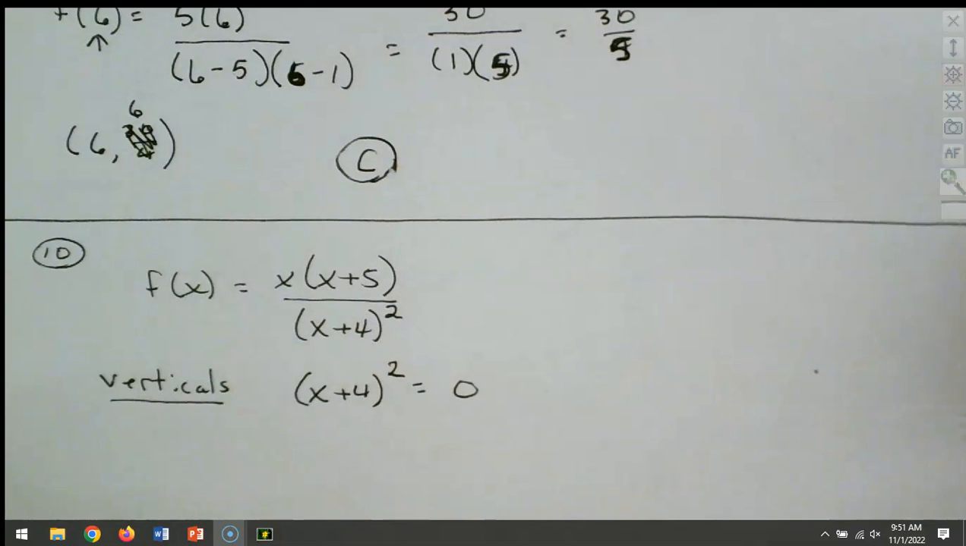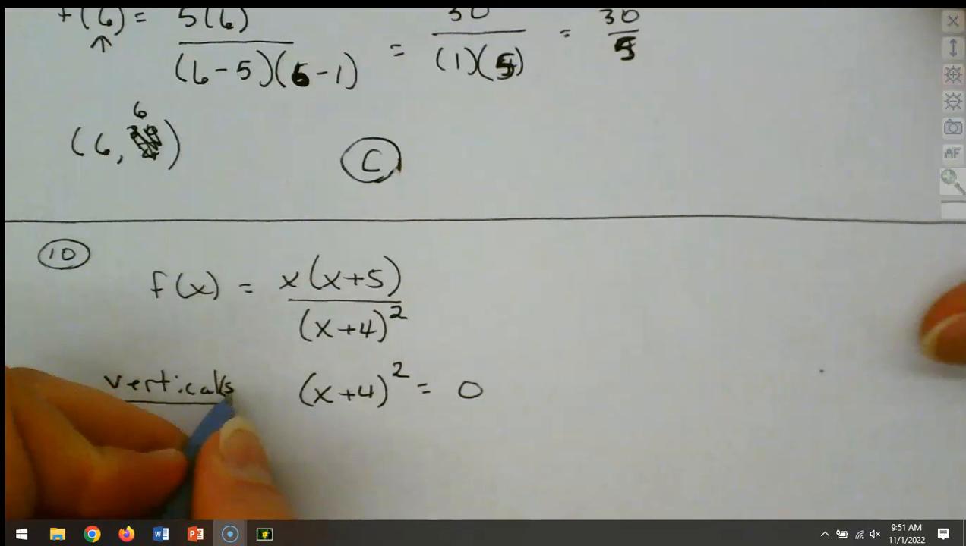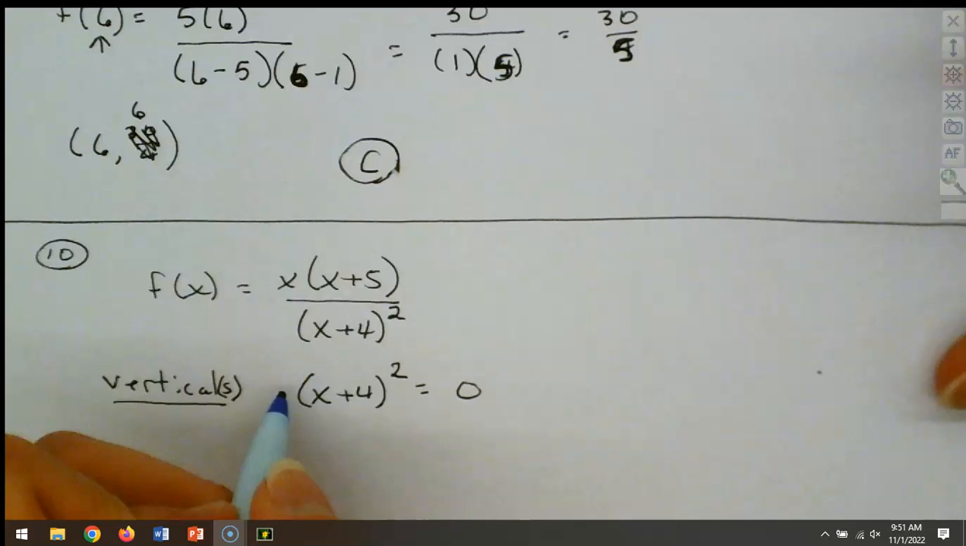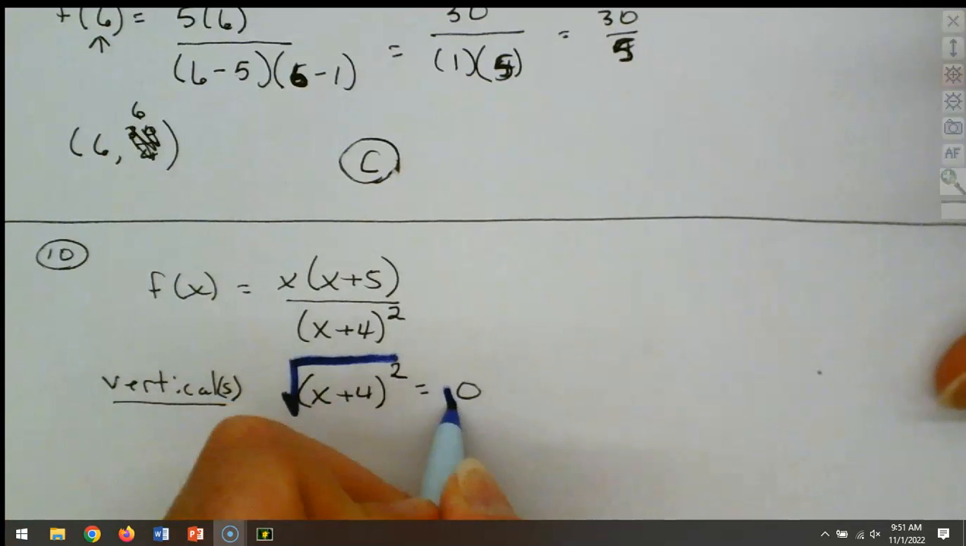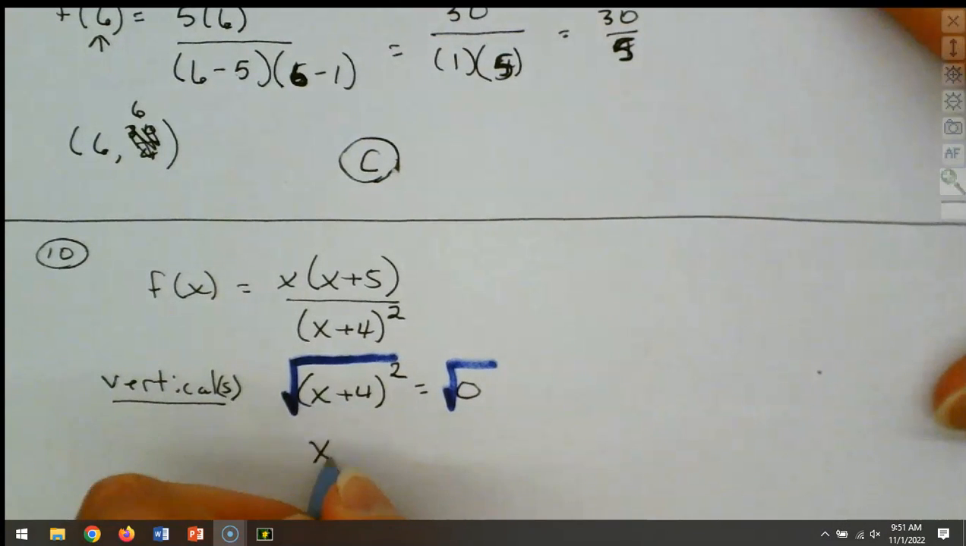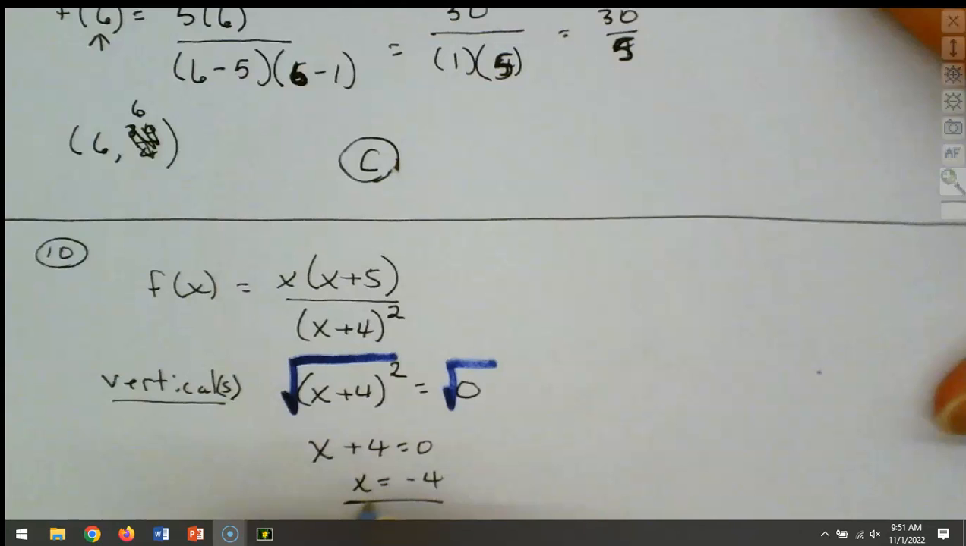So I set that denominator to 0. And how do we get rid of a square? Does anyone remember what we use? We use the square root, okay? And 0 is not signed, so it just goes away. And leaves you with the 0. So that gives you x plus 4 equals 0. So now our vertical is x equals what?